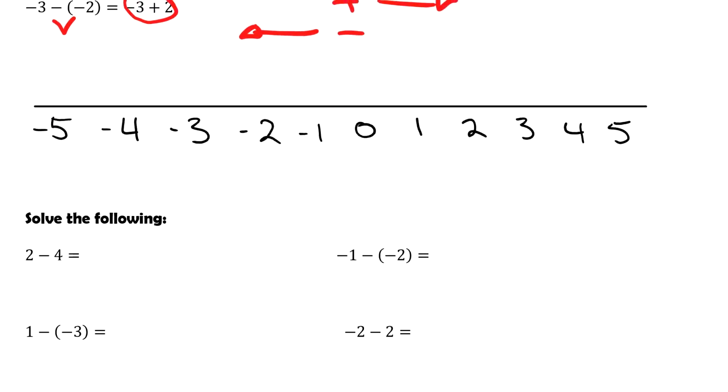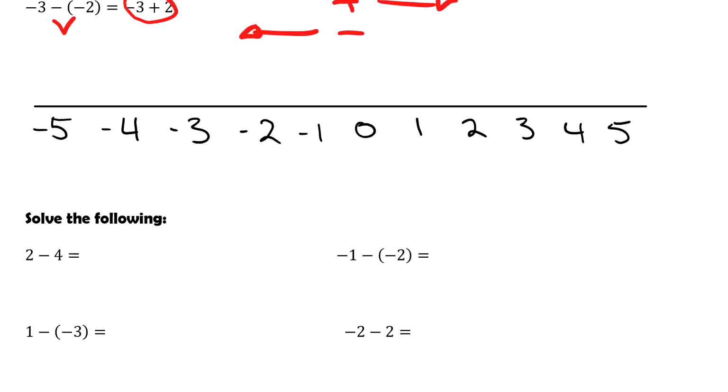So here we're going to do the same as we did in the last video. We're going to solve a couple of the following using our number line. Remember, number lines can go on infinitely to the right and infinitely to the left. So if you need a bigger one, feel free to draw a bigger one for questions. So the first one is 2 take away 4.